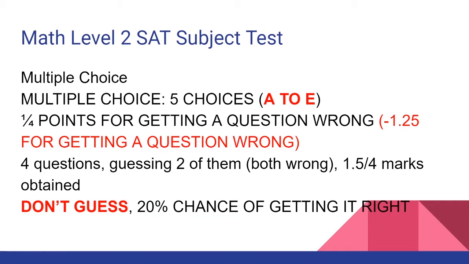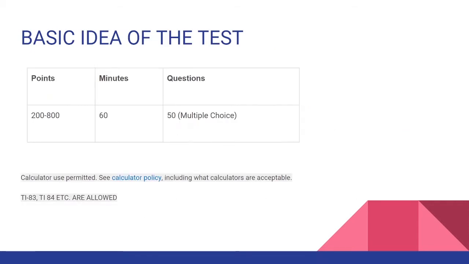Now let's say you have 4 questions on a test, you guess 2 of them and both of them are wrong, but the other 2 are right, you're going to get 1.5 out of 4. It would have been better if you didn't guess those questions, because you would have gotten 2 out of 4. So that's why, with these tests, just don't guess. It's a 20% chance of getting it right. So it's better you not guess unless you come down to 2 or 3 options and you know the others are wrong.